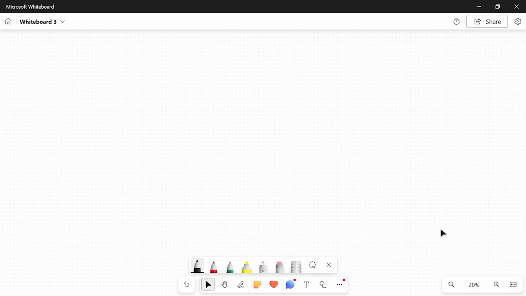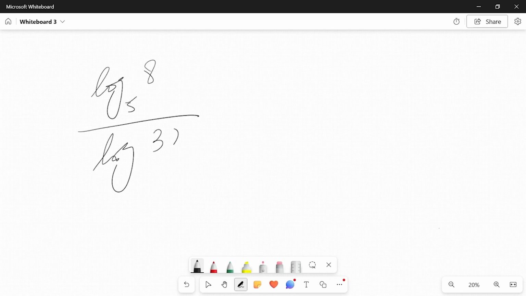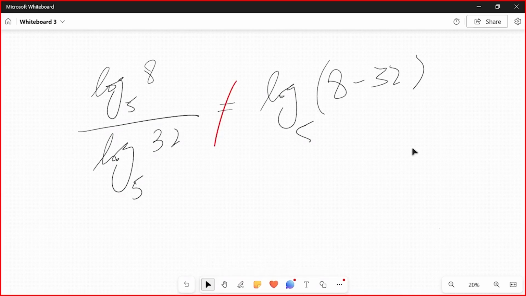So the question is log of 8 to the base 5, whole divided by log of 32 to the base 5. Many students will make the mistake. What they would do is say this is log of 8 minus 32 to the base 5. This is a normal mistake which people make. This is not equal to this.